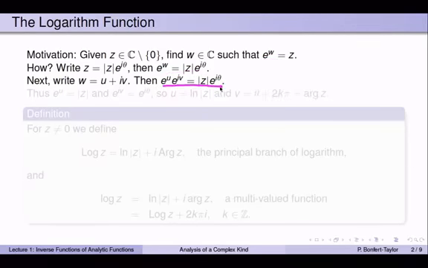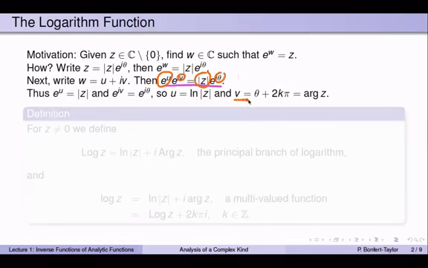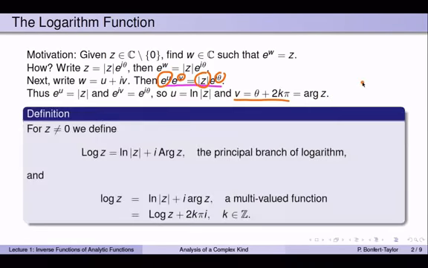Here we see two complex numbers in polar form. When are two complex numbers in polar form the same? Well, their distance from the origin needs to be the same, so e to the u needs to be the same thing as the absolute value of z, and their angles need to agree modulo 2 pi or 4 pi or multiple of 2 pi. So v and theta need to agree up to a multiple of 2 pi, which means v needs to be an argument of z. We therefore can define the following.